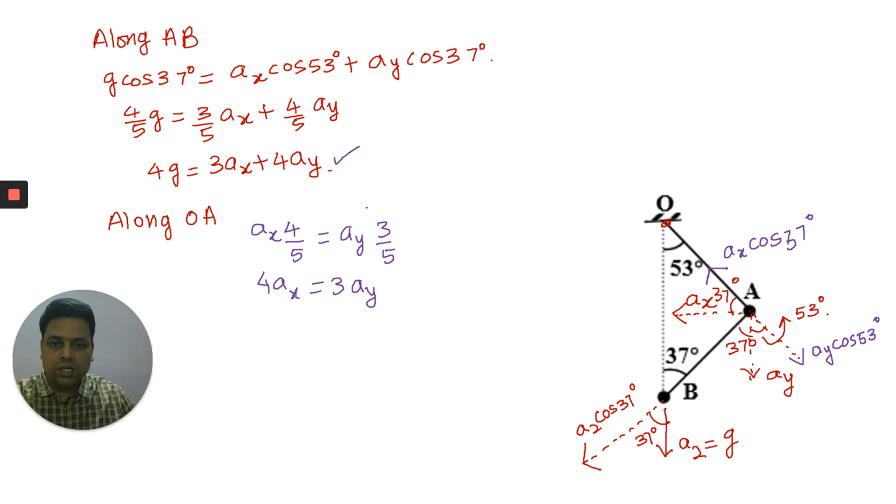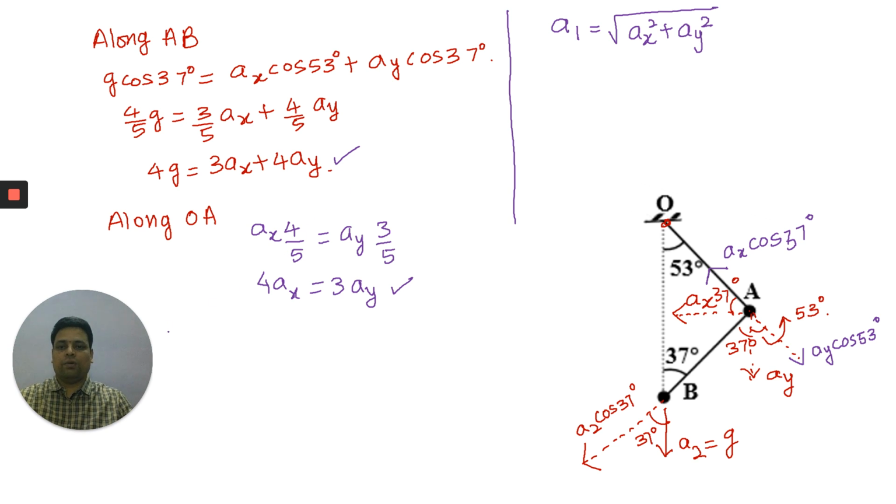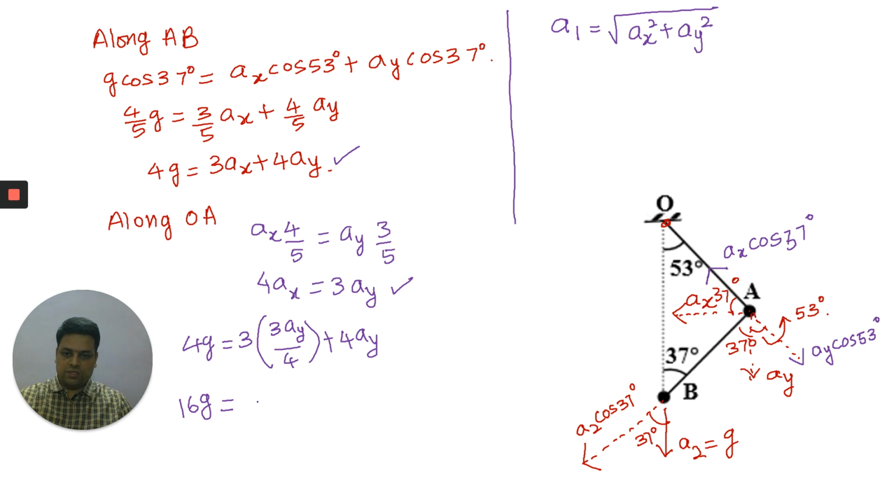Now, using this equation and this relation, we can find ax and ay, by which we can get a1. The initial acceleration of A, a1, is root of ax square plus ay square. We will find ax and ay in terms of g. Let us substitute ax, which is 3ay by 4. So 4g equals 3 times 3ay by 4 plus 4ay. This gives 16g equals 9ay plus 16ay, that gives 25ay. So ay is 16g by 25.